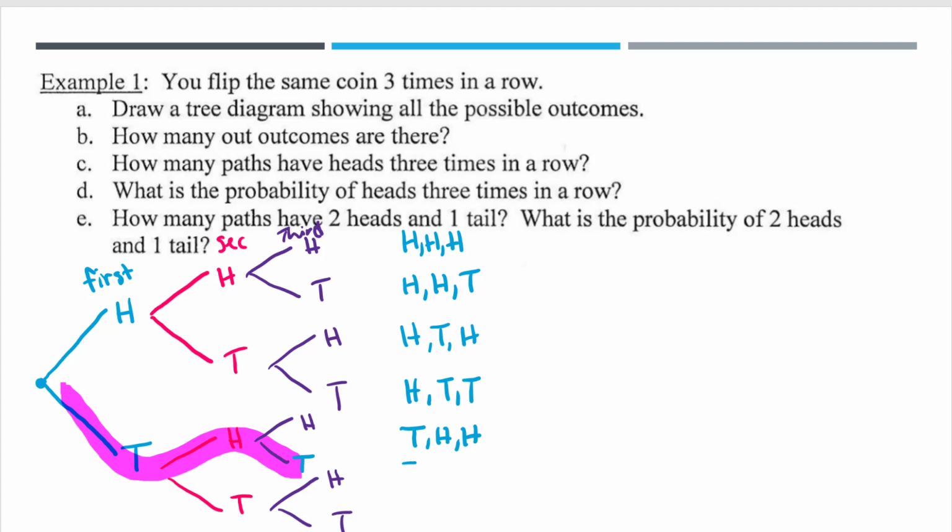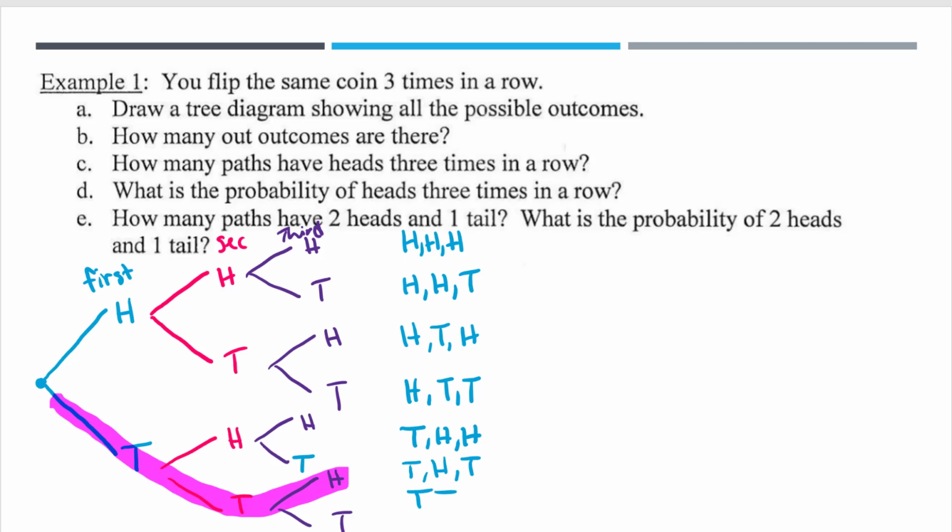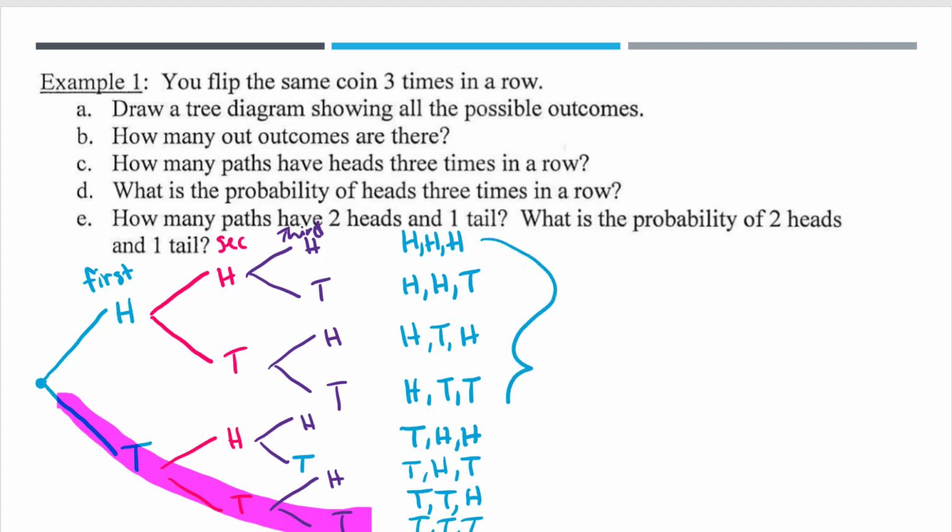Then we have tails, heads, tails, tails, tails, heads, and lastly, tails, tails, tails. If we add these all together, 1, 2, 3, 4, 5, 6, 7, 8, we have a total of 8 different possibilities that we can get when we flip the same coin 3 times.